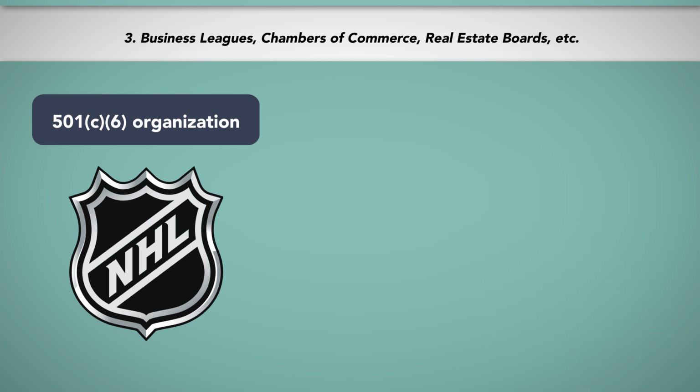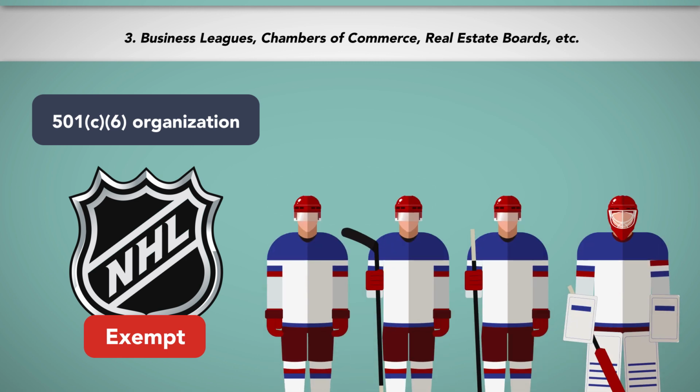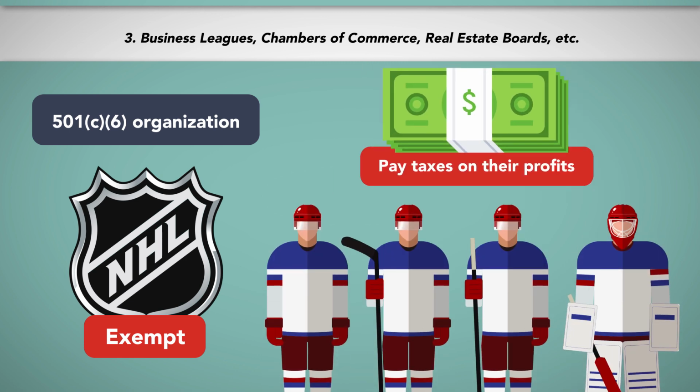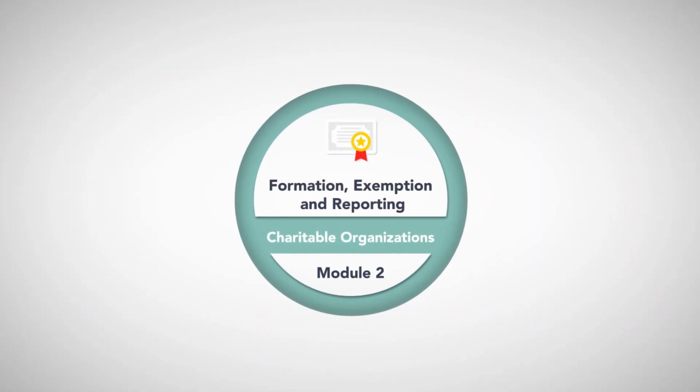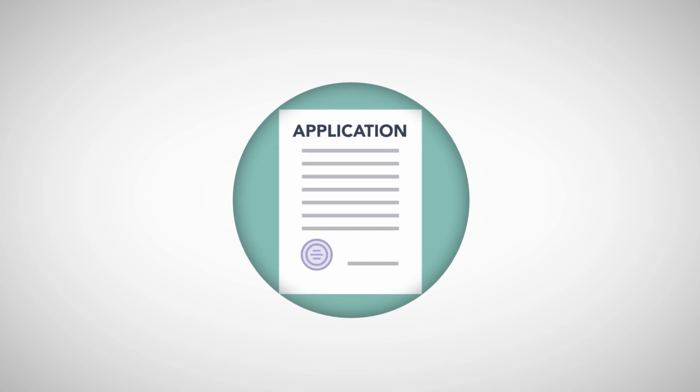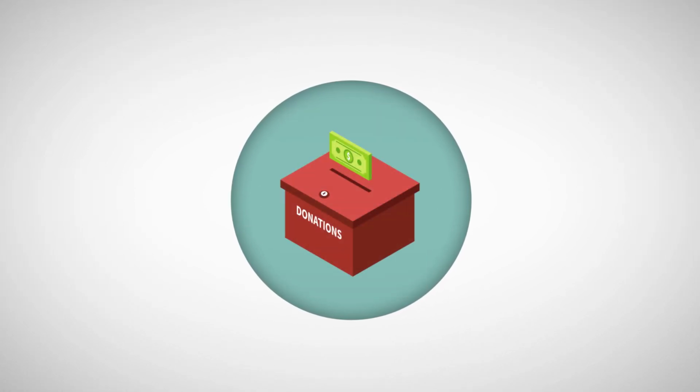Although the NHL as an organizing entity is exempt, the teams within the league are not exempt and do pay taxes on their profits. In our next module, we'll focus in more detail on charitable organizations, including, for example, the procedures for applying, the activities they may engage in, and their reporting requirements.